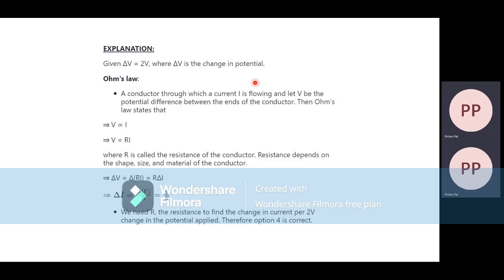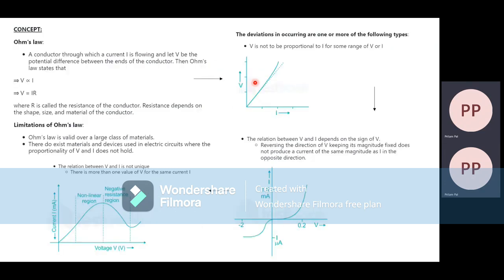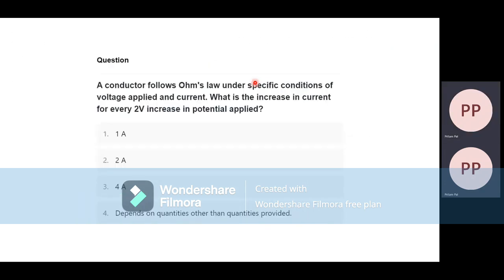Why temperature? Because, as I told, R is also related to the resistivity, and that resistivity depends on the temperature. So now what will be ΔI? It will be 2 over R. So we need R, the resistance, to find the change in the current per 2 volt change in the applied potential. Therefore, option 4 is right.